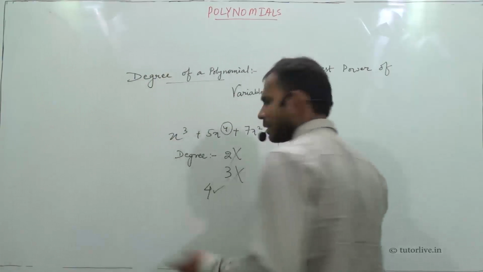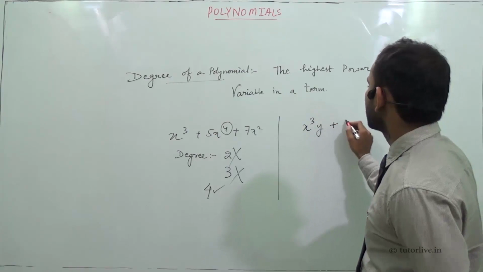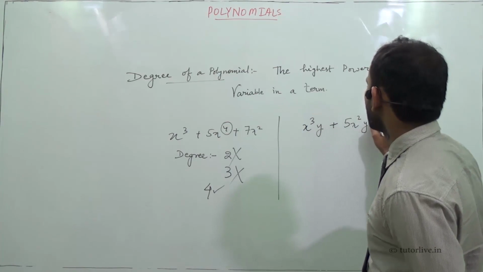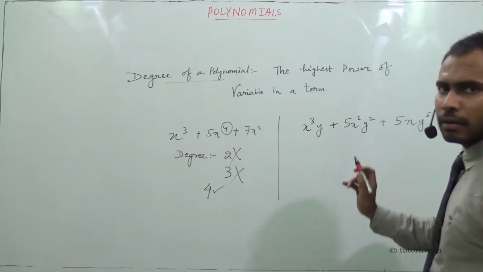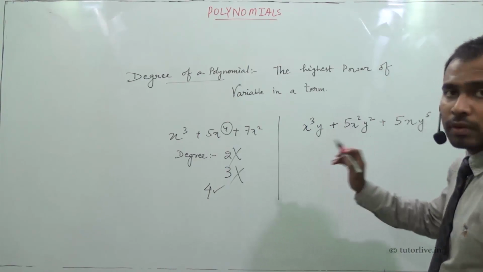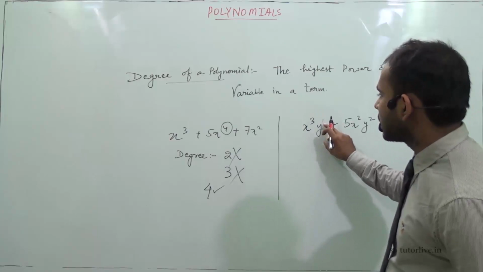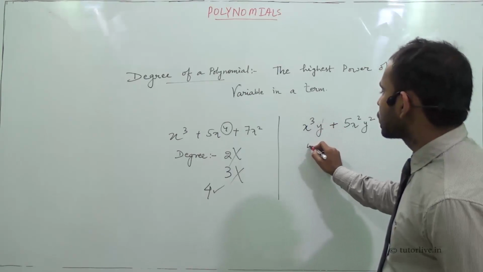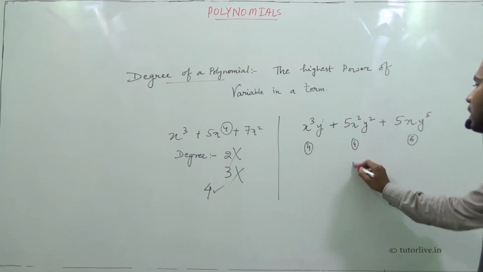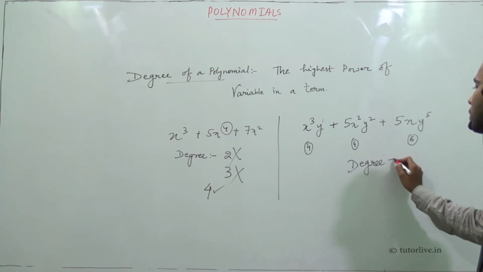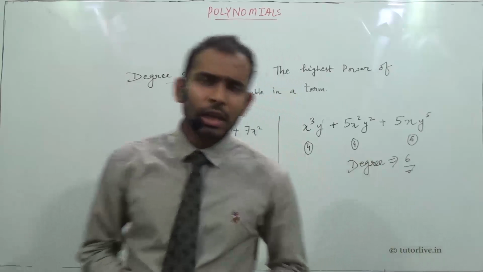The second kind of example that will come: x cube y plus 5 x square y square plus 5 x y 5. Right? What we see is that we will add the powers of the variables in each term. Y has a power of 1. If there is nothing written over it, it has a power of 1. So the maximum power here is 4. Again the maximum power here is 4, but here the maximum power is 6. So the degree of this particular polynomial is 6. Easy, right? So that is the degree of a polynomial.